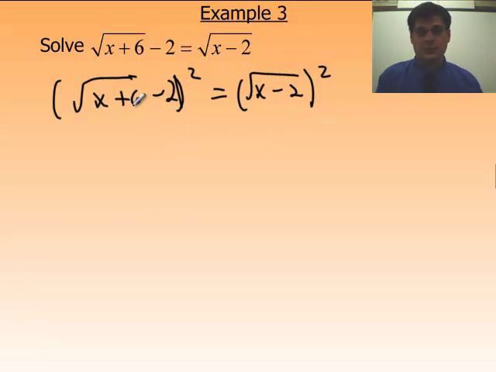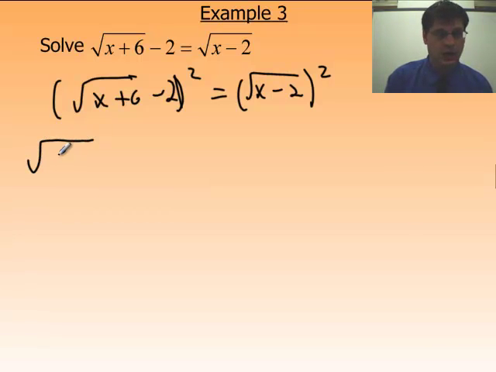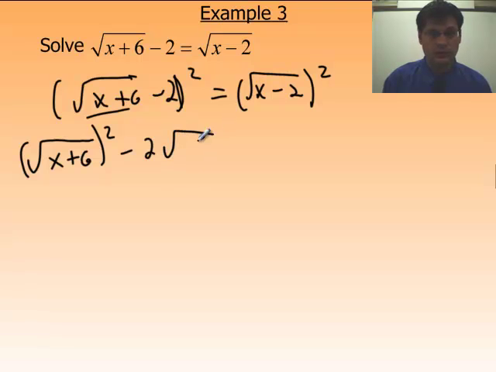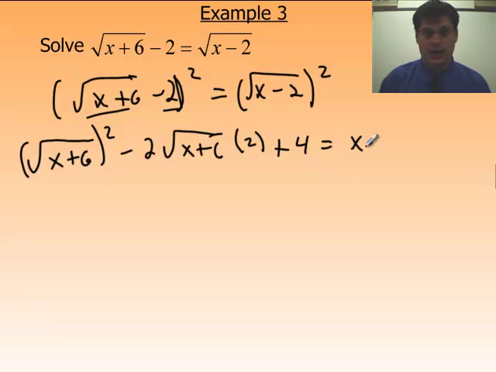Okay, so again, the 2 does not distribute, so we're going to use our special product property, and this is going to be the square root of x plus 6, and see that's our a squared, minus 2ab, so 2a is the square root of x plus 6, and then b is just going to be 2, plus 4 equals x minus 2.